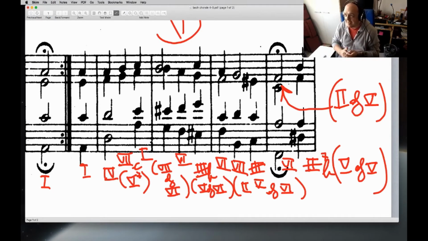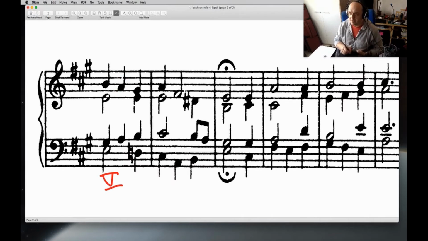To my ear, at least, it could be heard also as that, not just as a landing point of the previous progression, but also as the starting point of the next progression. Okay, that's just a couple of passing notes. They do create just momentarily a nice, interesting sound. So on that second beat.